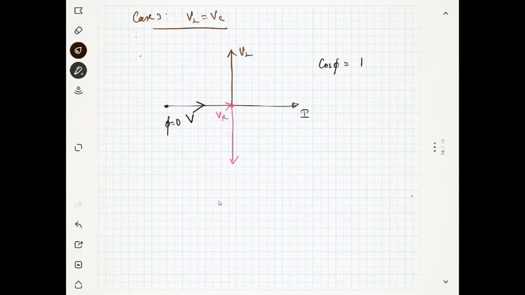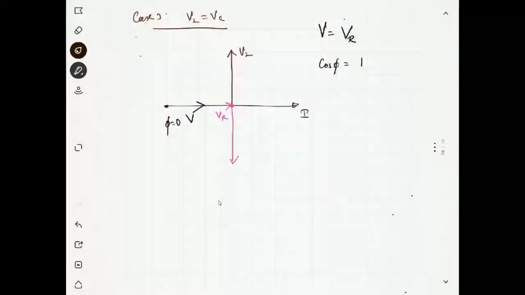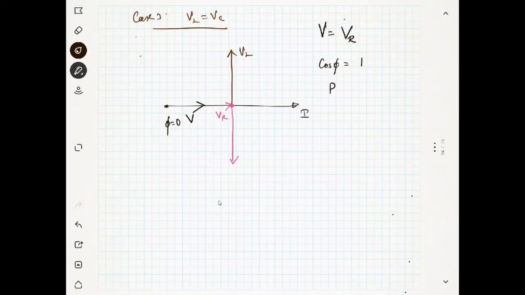Yes, sir. And V will be equal to VR. That's it, because the other things will cancel. V will be equal to VR. So cosine phi equal to 1 means what? Power factor is equal to maximum. Power factor is maximum. You understood?